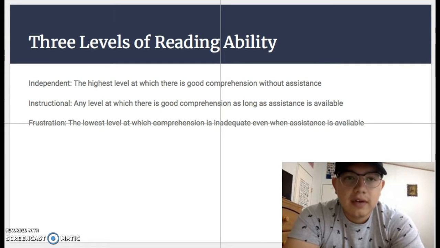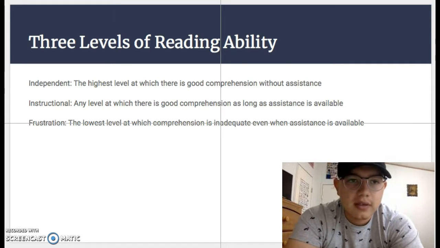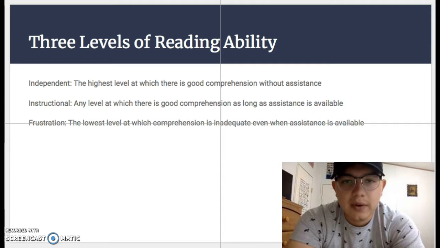So, 3 levels of reading ability. Independent, the highest level at which there is good comprehension without assistance. Instructional, any level at which there is good comprehension as long as assistance is available. And frustration, the lowest level at which comprehension is inadequate, even when assistance is available.